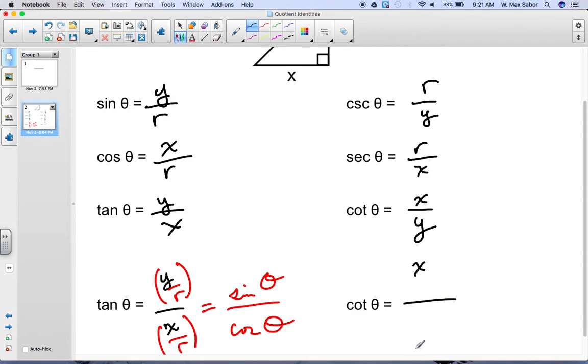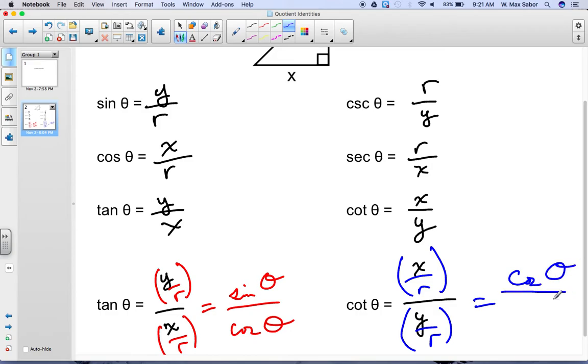The same idea holds true when we are dealing with cotangent. If we take x over y, which is cotangent, and divide both pieces by r, we get x over r. Well, we know x over r is still cosine. We're not dealing with secant and cosecant. Over y over r is sine. So you do need to know that cosine over sine is cotangent, and sine over cosine is tangent.